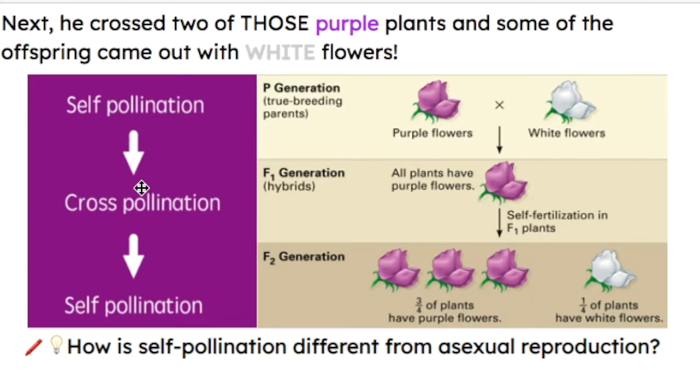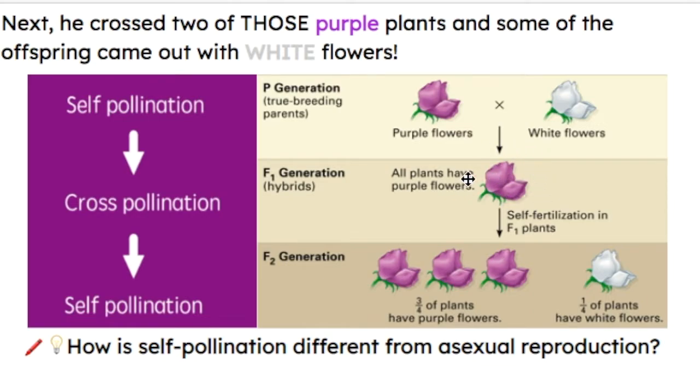And then he found out that 3 out of every 4 plants that he made, so if he had 100 plants, 75 of those 100, roughly 75%, ended up purple, but 25 came out white even when their parents were all purple flowers.